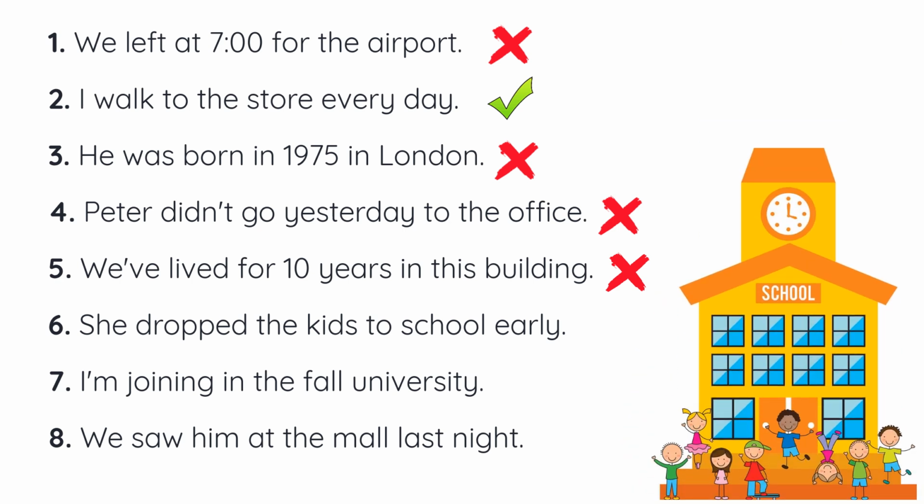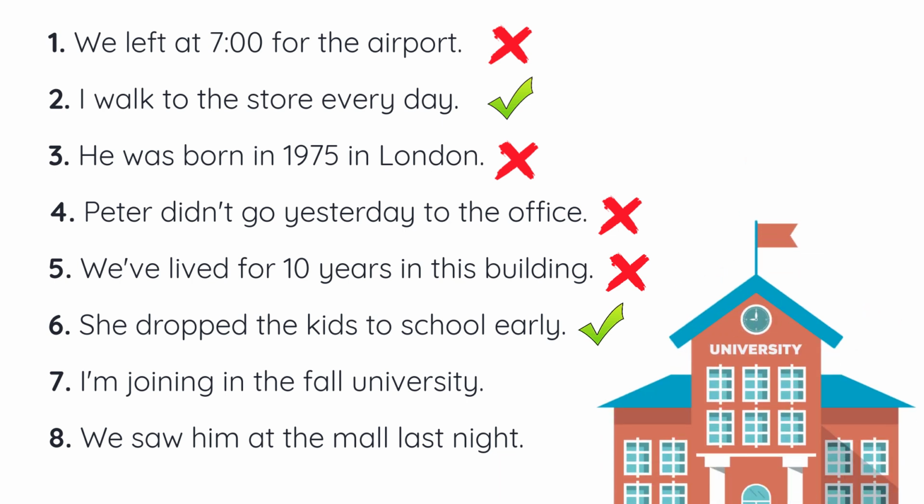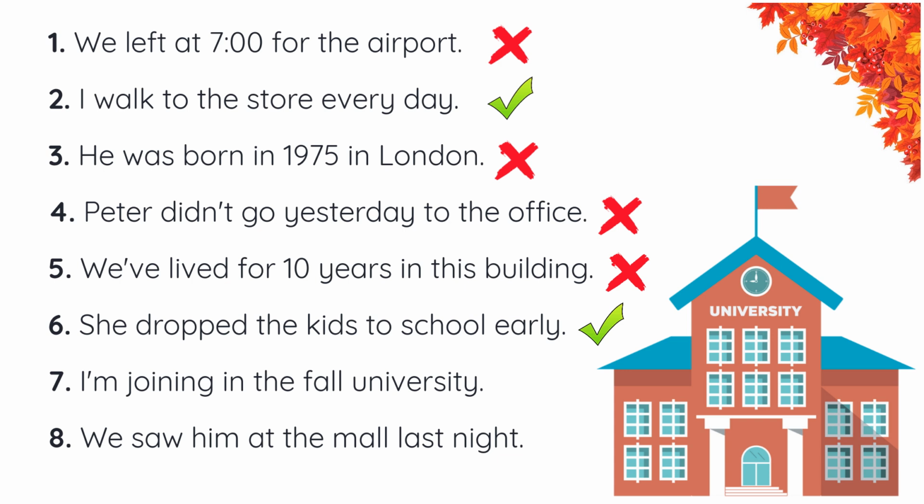Number 6. She dropped the kids to school early. She dropped the kids where? To school. When? Early. So that one was correct. Number 7. I'm joining in a fall university. Is it right or wrong? Doesn't sound right, does it? No, it's wrong. I'm joining where? Which place? University. When? In the fall.